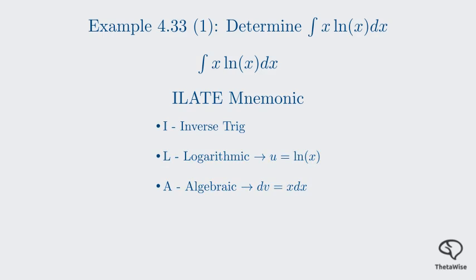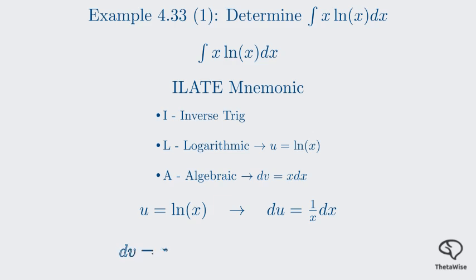Now for step 2 of our procedure. We need to find du and v. To find du, we differentiate u. The derivative of ln of x is 1 over x, so du equals 1 over x dx. To find v, we integrate dv. The integral of x dx is x squared over 2 plus a constant. We can ignore the constant here because we'll get a general constant c at the end. We have all 4 parts, u, v, du, and dv.